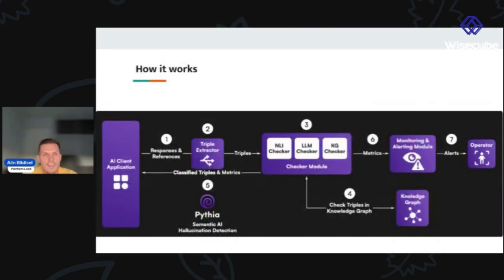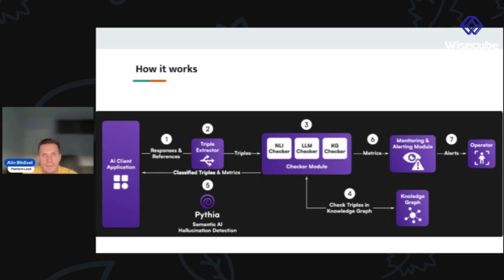Okay, and here we can see very clearly how Pythia works and what all the steps are in the integration plan. On the left side, the AI client application has three parts: the Python SDK, a library that can be installed directly with pip, then the GraphQL API, and also a UI application, where the user can interact and see results.